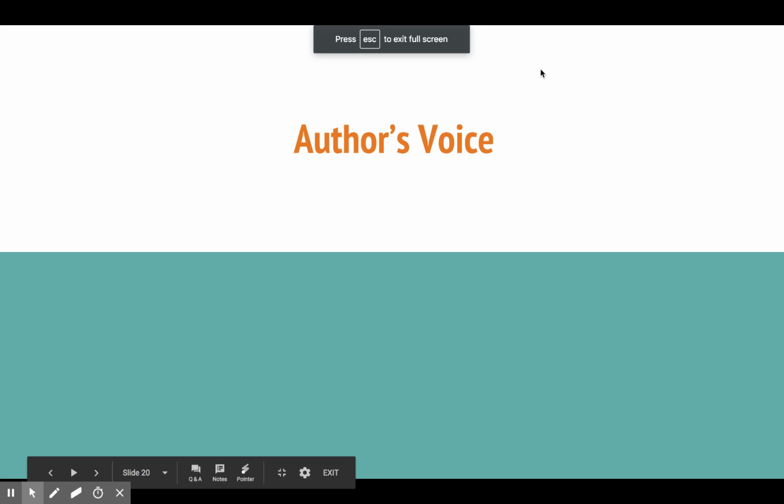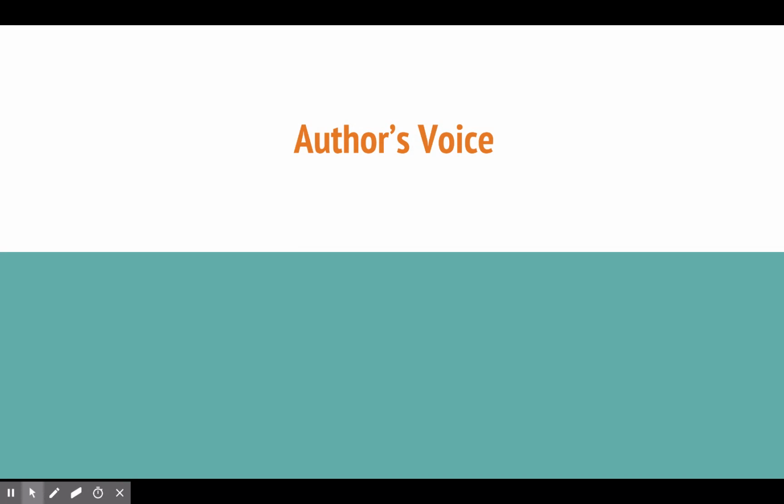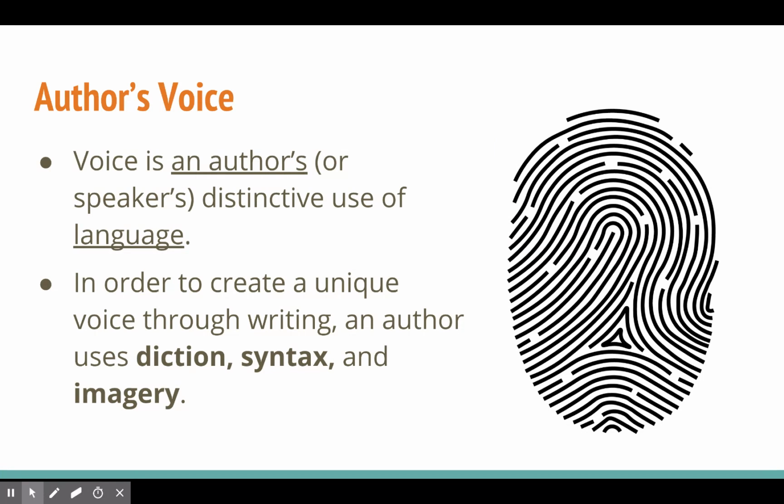Hi friends, we're going to go ahead and complete pages 8 and 9 of your Unit 1 narrative writing notes, which focus on author's voice. So author's voice is simply an author's or speaker's distinctive use of language. Just like we have our own fingerprints that can distinguish you, your voice is a distinguishing mark as well. So in order to create a unique voice through writing, an author uses something called diction, syntax, and imagery.